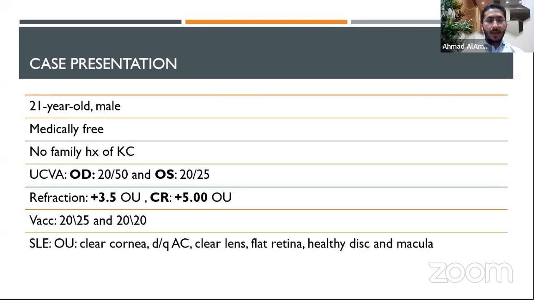Now this is the case. A 21-year-old male, medically free, no family history of keratoconus. His uncorrected visual acuity in the right eye is 20/50 and the left eye 20/25. His refraction in both eyes is plus 3.5 and cycloplegic refraction plus 5 in both eyes. His best corrected visual acuity is 20/25 and 20/20. His examination was unremarkable.